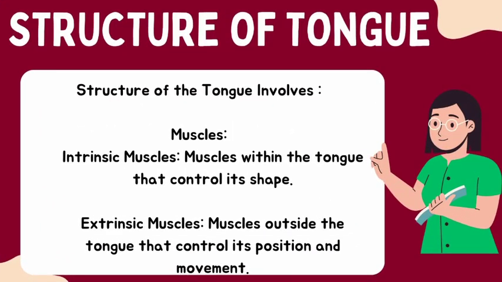Next, structure of the tongue. This involves muscles. First, intrinsic muscles, muscles within the tongue that control its shape. Second, extrinsic muscles, muscles outside the tongue that control its position and movement.